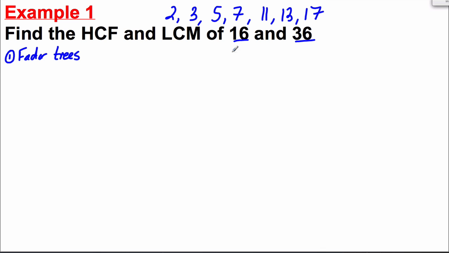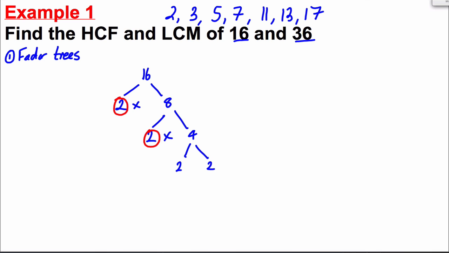Okay, so 16, you write 16. You look up here, does 2 go into it? Yes, 8 times. And you circle the 2 because it's prime. And then you say, does 2 go into 8? Yes, 4 times. And you circle the 2. And then you say to yourself, does 2 go into 4? Yes, 2 times. And you circle both of these, and you have yourself that 16 is therefore 2 times 2 times 2 times 2.